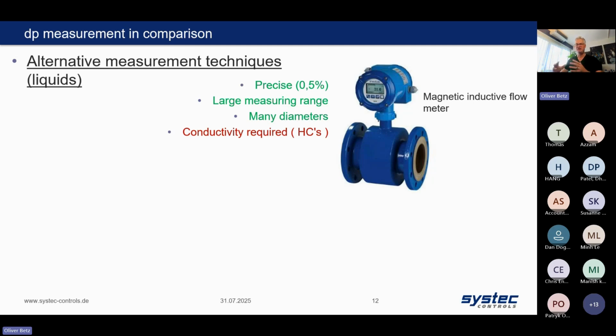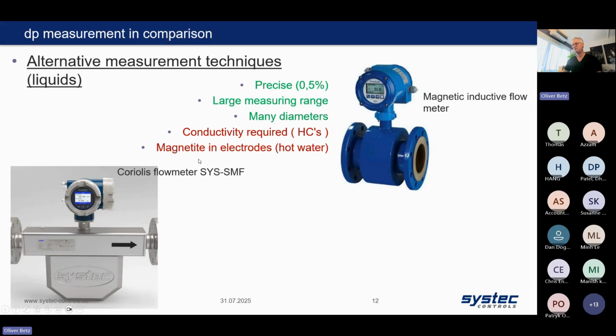Desalted water, depending on the residual salination of the water. Be careful with hot water. If you have water, the electrodes might not corrode, but there might be a coating over the electrodes, which gives you some headache. Another alternative, by the way, we now have our own product line at Systec, which is the Systec Coriolis flow meter.